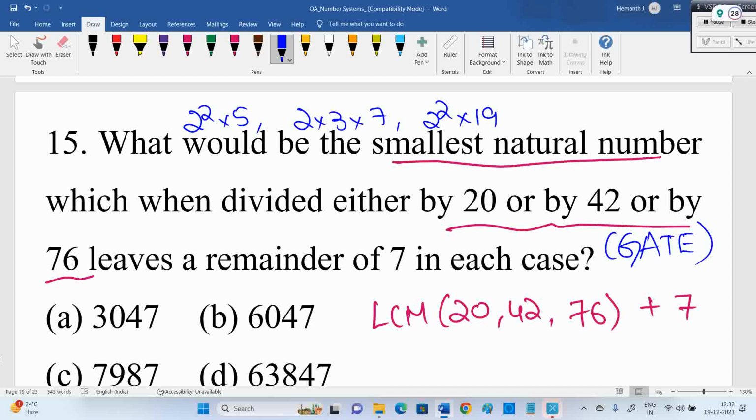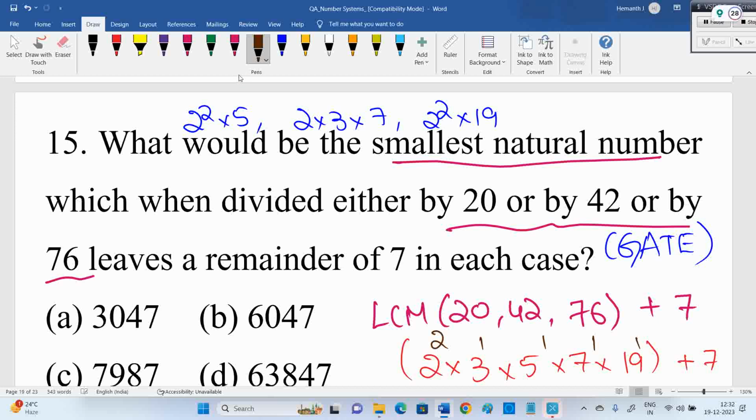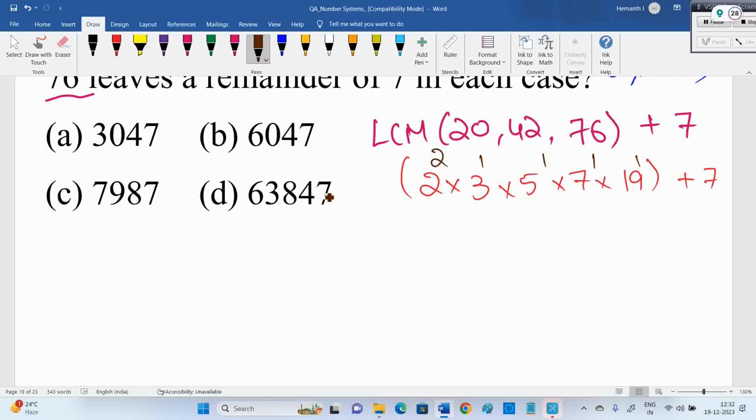Okay, now we have to list out all the prime numbers here. 2, 3, 5 available, 7 available, 19 available. 2's highest power is 2 square. 3, 5, 7 and 19 have highest power 1 only. Now for this product, add 7 at the end. 2 square is 4, 4 into 5 is 20, 20 into 3 is 60, 60 into 7 is 420, 420 into 19 is 7,980, plus 7.